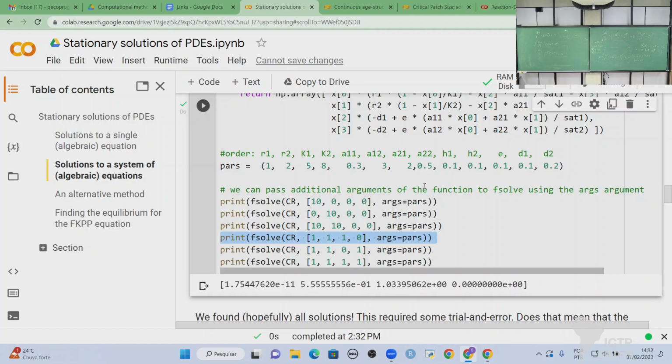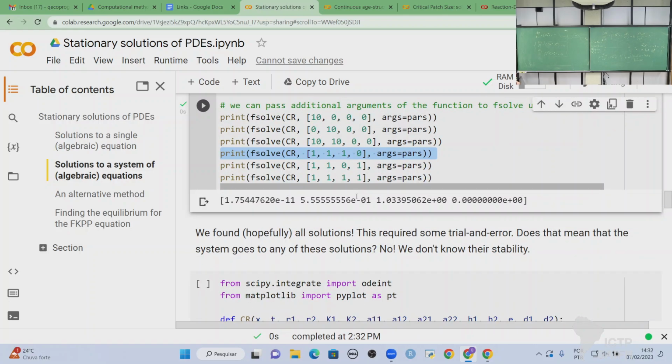And now we see that we have 0 for the last one. We have 0.5 here. We have a very low value. You see here that this means that the first resource here is going into extinction. Okay. Can you tell me why is that?